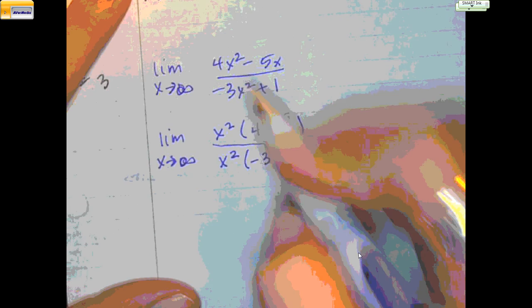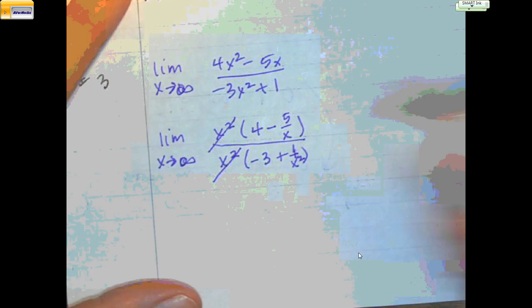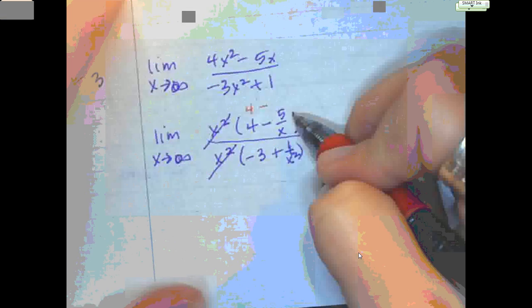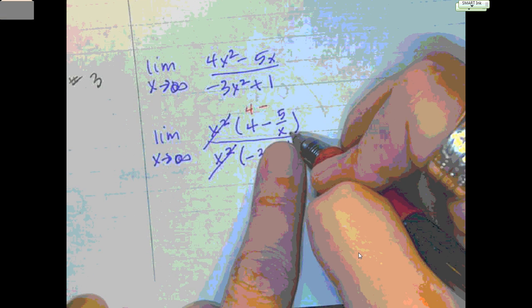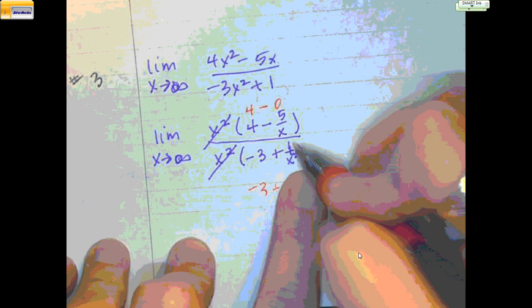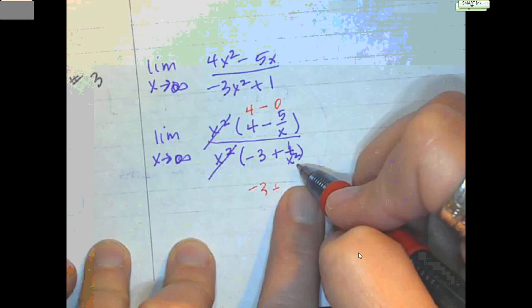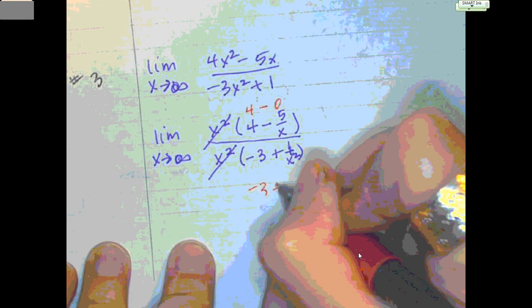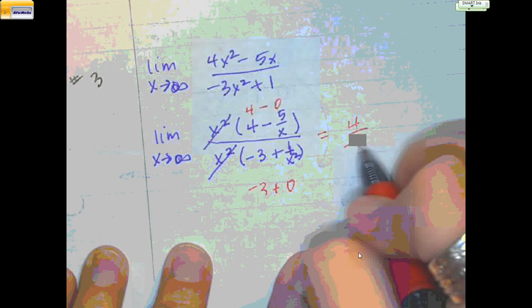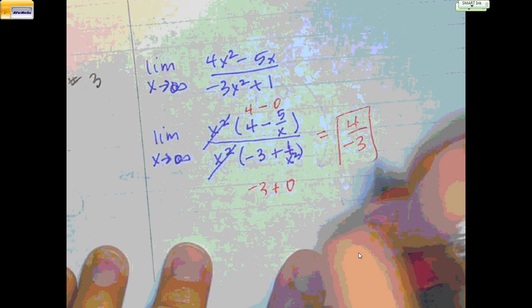So then our x squareds cancel, and then you can kind of think it through. I've got 4 minus 5 over a massively huge number. So this number here is basically 0. It's super tiny. And then I have negative 3 plus 1 over a massively huge number. So that one is getting really close to 0. So it looks like I've got 4 over negative 3. That is one way to do that one.